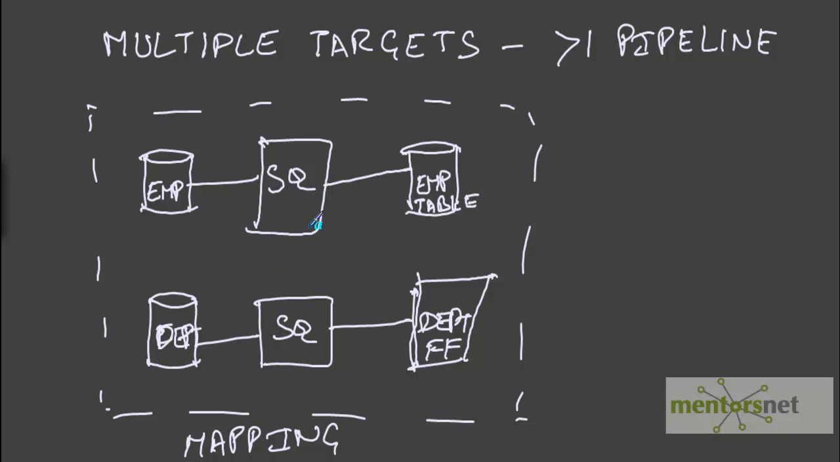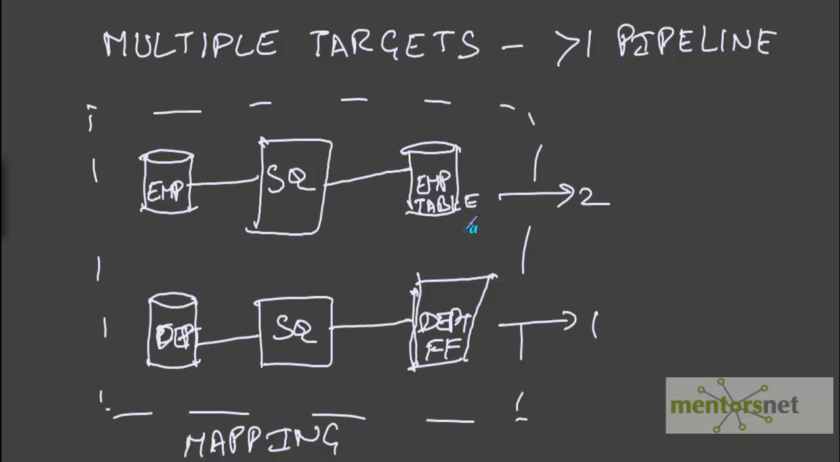The disadvantage with this is, if you start a session, both of them will run one after the other. Suppose you want to run departments first and then employees second, and suppose departments succeeds and then employees fails, you don't have an option to run only employees. You have to run both. When you start a session, both of them will run. So use this only when both of these targets are tightly coupled, both of them have to be loaded together, always one after the other.